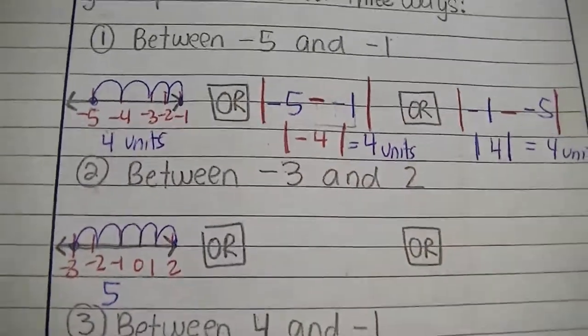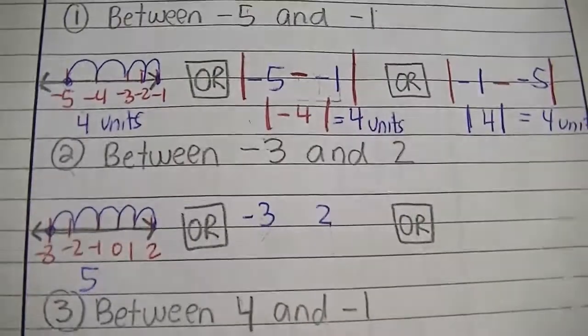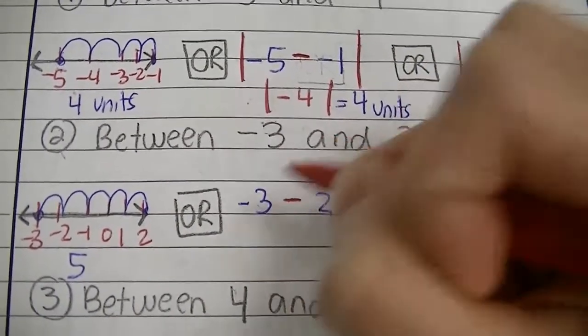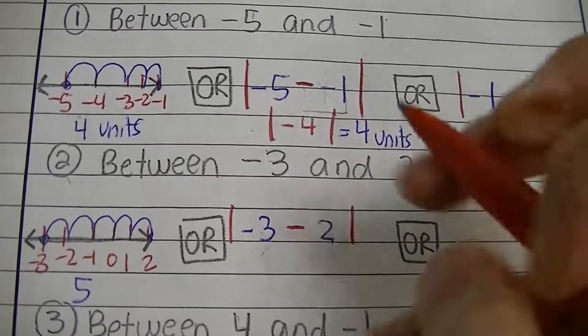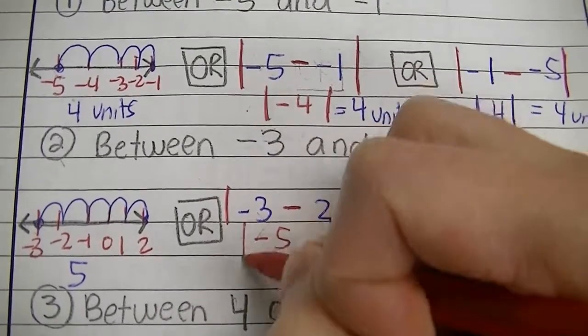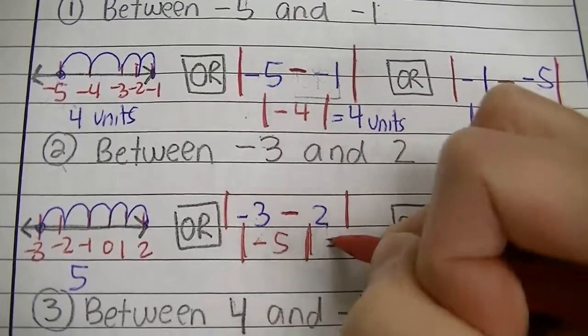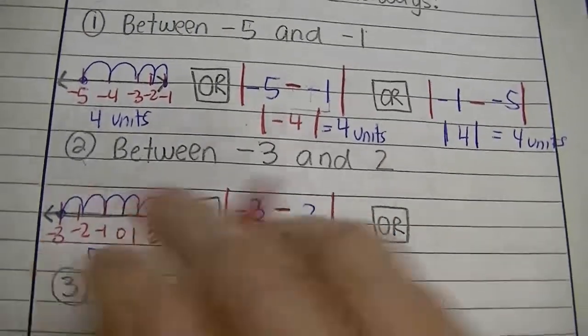You just write down both of the numbers, -3 and 2, just like you see them, and then you're going to subtract them. And make sure to put the absolute value on there because your answer is going to be a positive distance. So -3 minus 2 is going to be -5. And you want to find the absolute value of -5, and that is 5. Okay, so you have the exact same answer, 5 units.